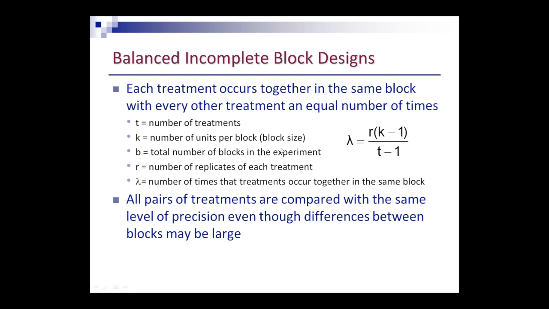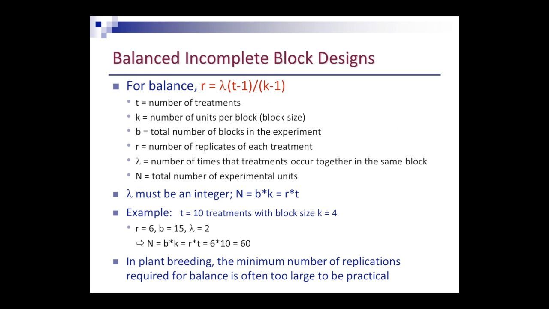So lambda is related to the number of reps and block size and number of treatments in this manner. So with balanced incomplete block designs, all pairs of treatments are compared with the same level of precision because everything occurs the same number of times with every other treatment. In the case of balanced incomplete block designs, we have this relationship that is required for balance. And you can see in this case that lambda has to be an integer. Things can only occur together 0 times or 1 times or 2 times. So it has to be an integer.